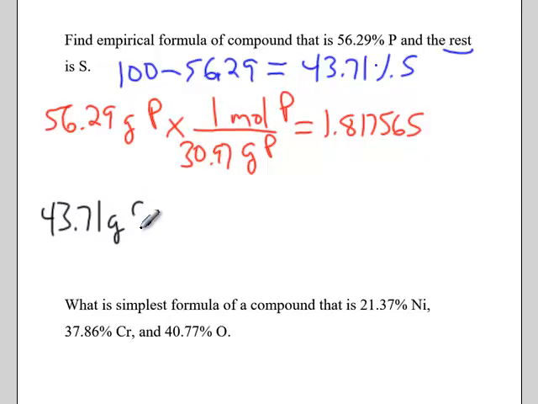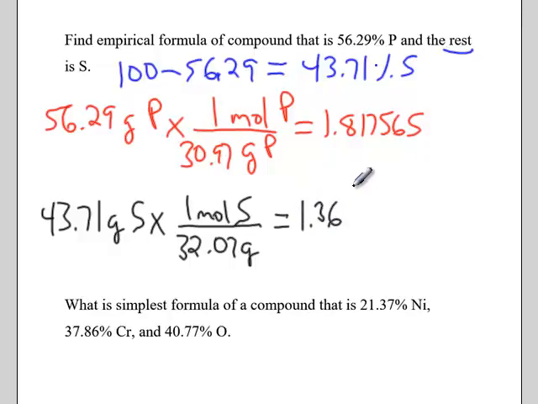We're going to do the same thing with the 43.71 grams of sulfur. Different molar mass from the periodic table, 32.07 grams for 1 mole of sulfur. And the sulfur is 1.362956 moles. So we found the moles.